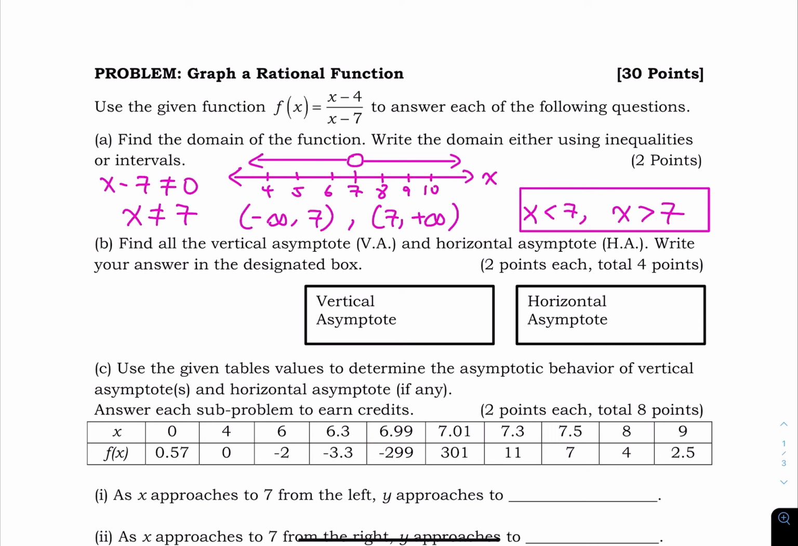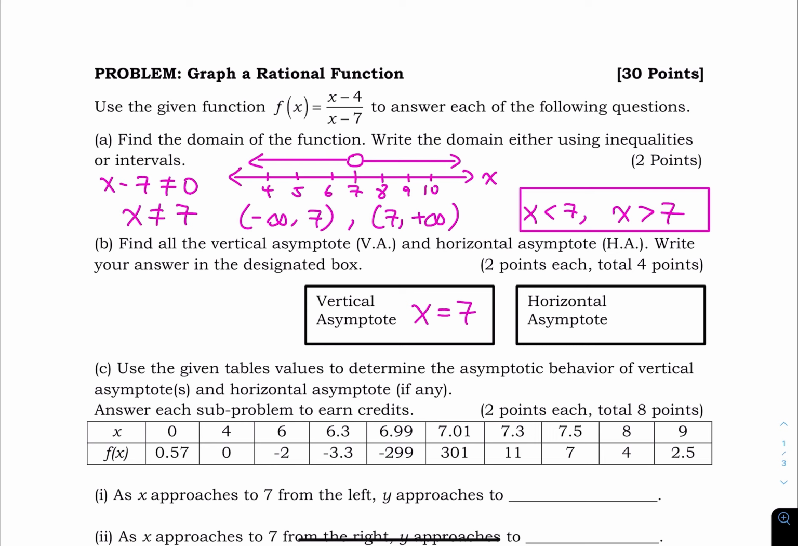And then the next one is asking me to find the vertical asymptote, which is very easy. What's x cannot equal to? x cannot equal 7. So the vertical asymptote is x equals 7. When x equals 7, the function is undefined. So that is my vertical asymptote.